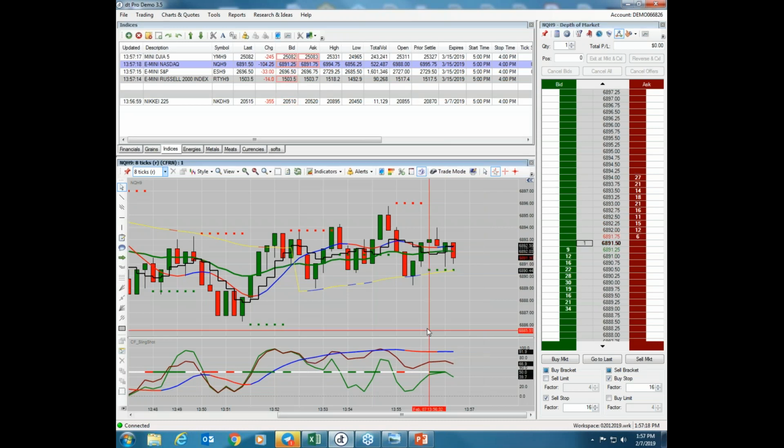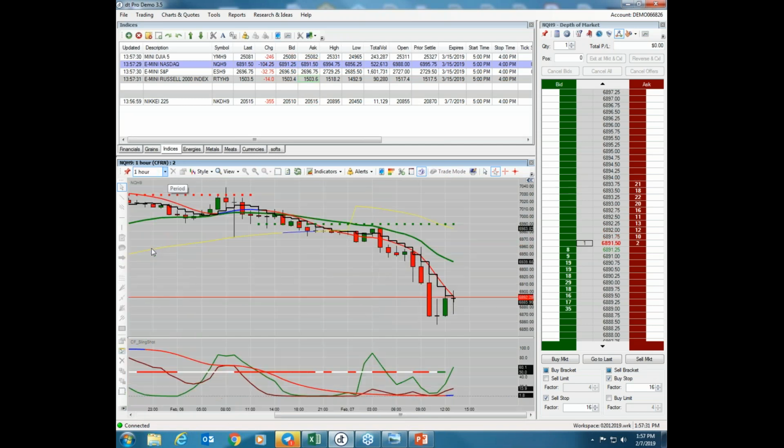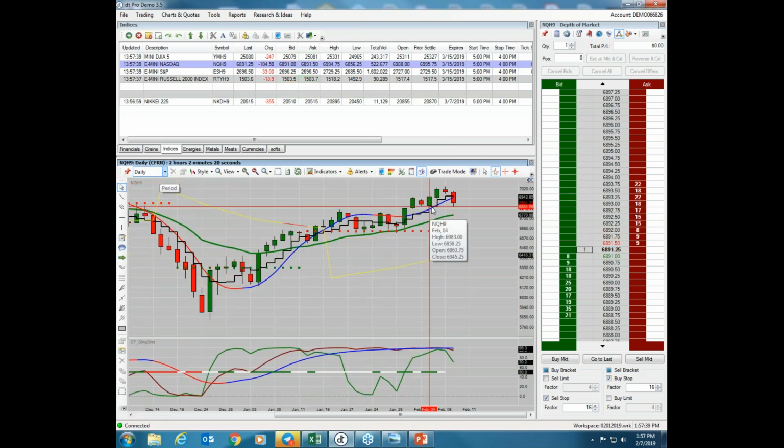The risk is commensurate to the time frame that you're trading. So if you're on an 8-tick range chart, you should be using a 16-tick stop. If you're using an hourly, well, you know what? You should be using an hourly stop loss. If you're using a 30-minute or a daily, it should be commensurate with the time frame you're on.